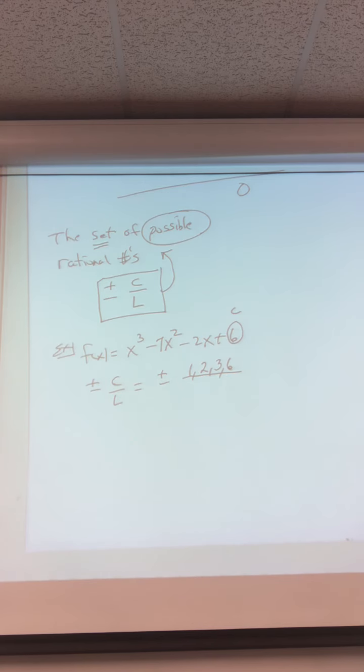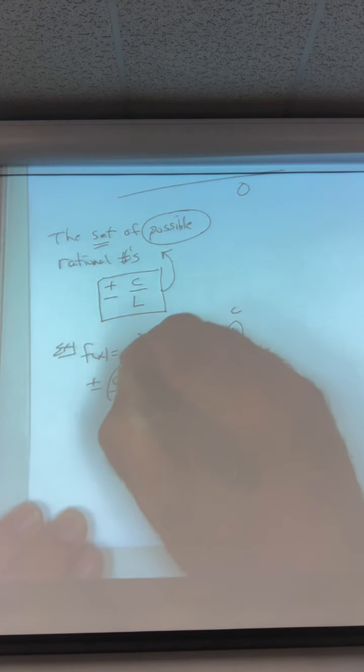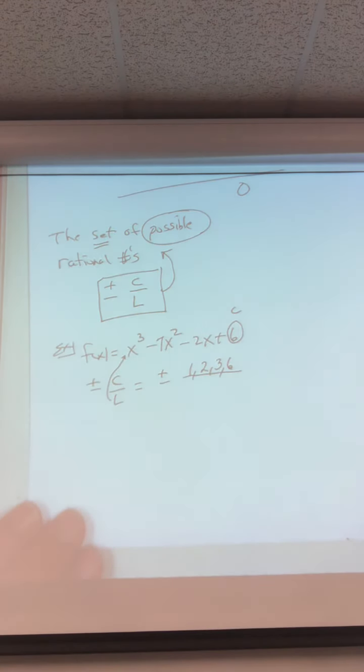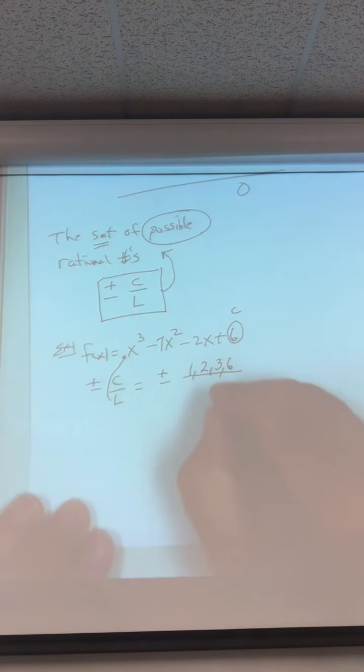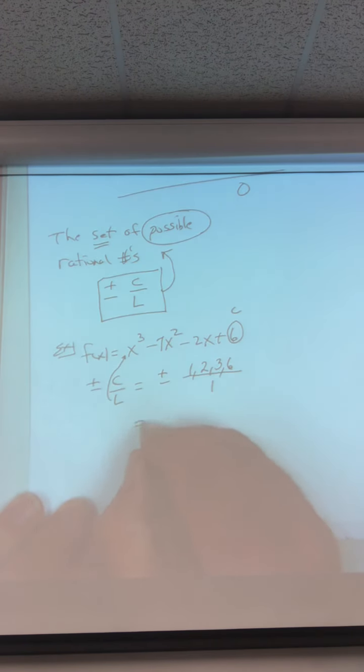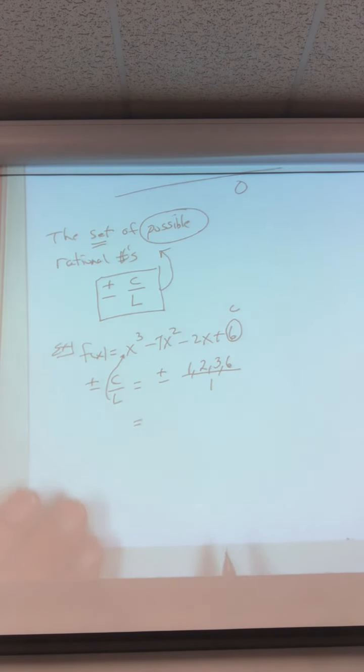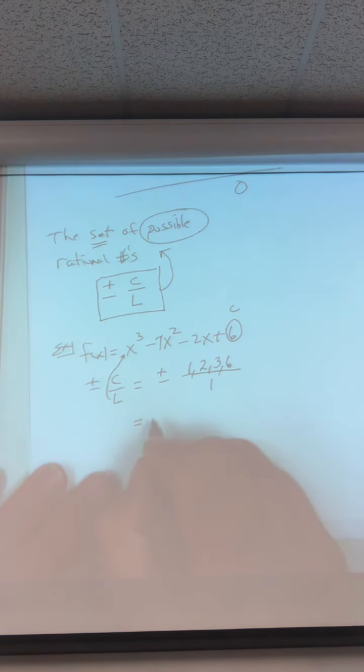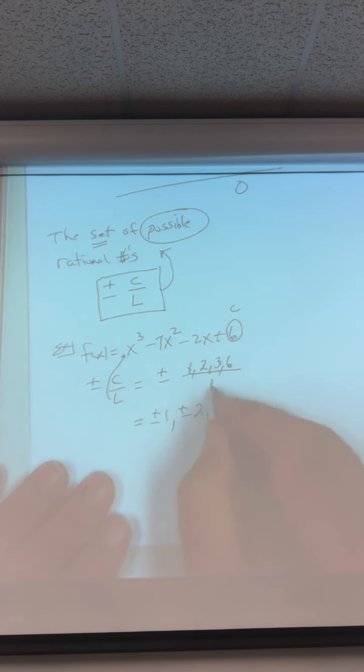Now, what does L represent? L represents all of the factors of the leading coefficient. The leading coefficient is the number that's in front of that very first term. All right, that's just a 1. So the only thing that goes into 1 is 1. Now, I don't want you to leave it like this. I want you to separate it out. So here's what it would be. Plus or minus, 1 over 1 is 1. Plus or minus, 2 over 1 is 2. Plus or minus, 3 over 1 is 3. Plus or minus, 6 over 1 is 6.